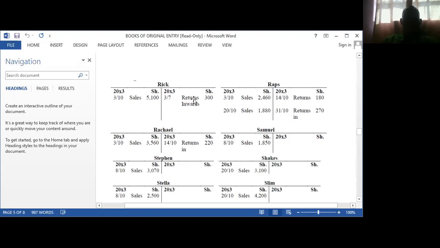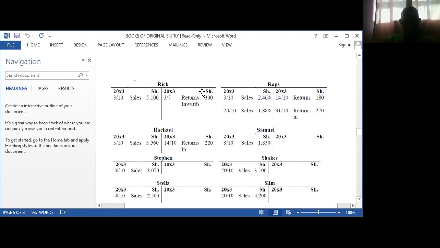For example, here, you can have a case like Rick. Rick had bought goods of 5,100, and on that, he returned some goods worth 300. Because he returned them, you record it on the credit side. Remember, in accounting, when you record 5,100 on the debit and 300 on the credit, it is like saying 5,100 minus 300. So the person is supposed to pay us 4,800 in that case. So a debit and a credit on the same account is subtracting.